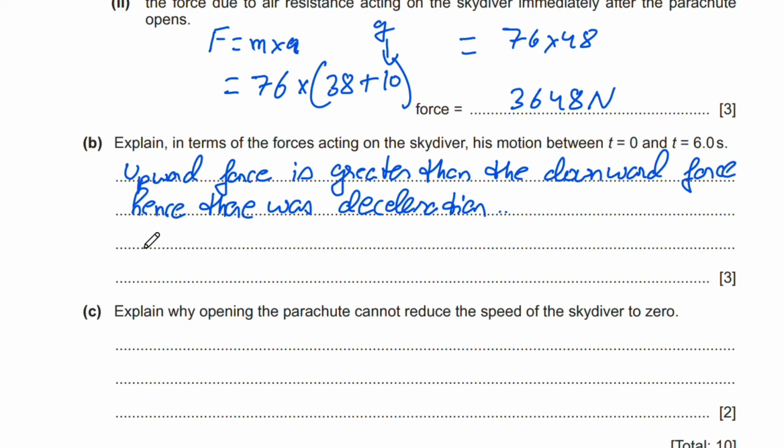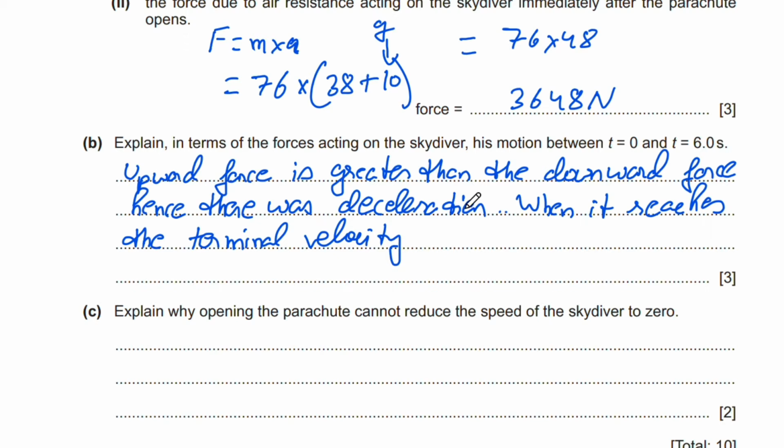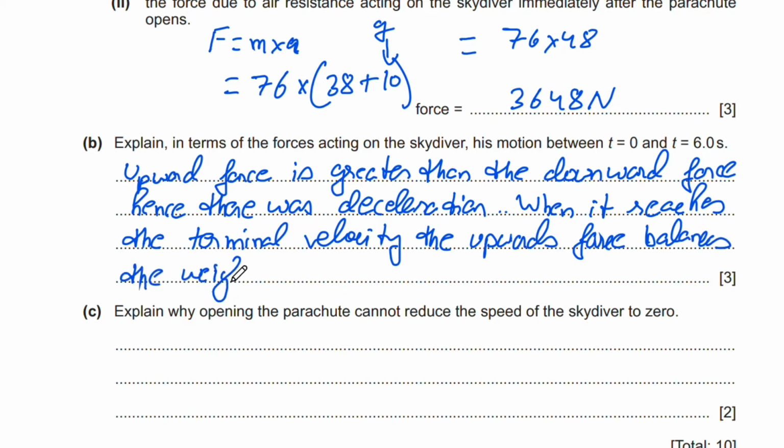Now when it reaches the terminal velocity, you can see from the graph what happens. The air resistance, or the upward force, is equal to the weight of the skydiver, which is the downward force. So when it reaches the terminal velocity, the upward force balances the weight.